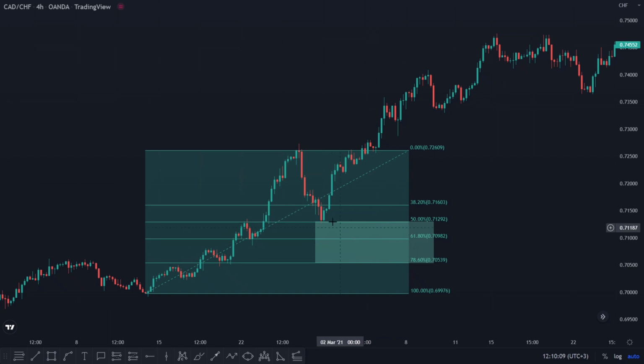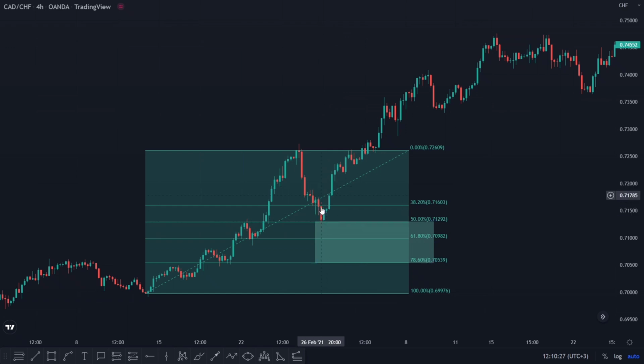There are times that price will get here and form a bullish structure. There are times that price will get here and it won't form a bullish structure. It will continue dropping to the 61% or the 78%. But the whole point is that the equilibrium has already been achieved as long as price hits the 50% level.